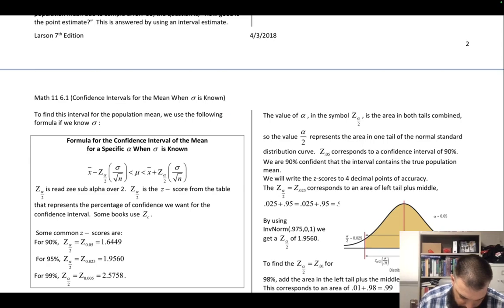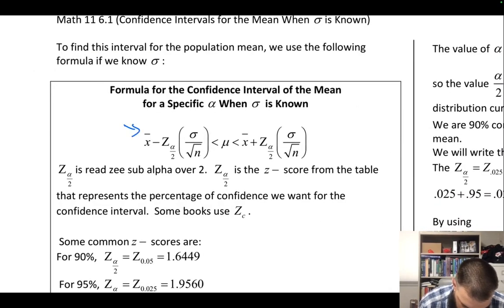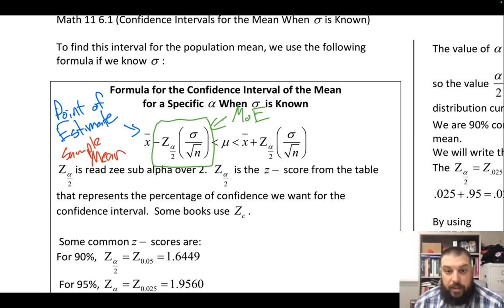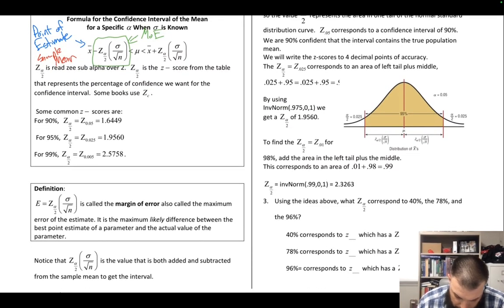Okay, this is our formula as we've talked about. This is our sample mean, or point estimate. Again, just our sample mean. And then that is our margin of error, because we add or subtract that, and that gives us our interval for our confidence. Our margin of error is the maximum likely difference between the best point estimate and the parameter.